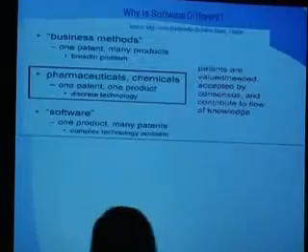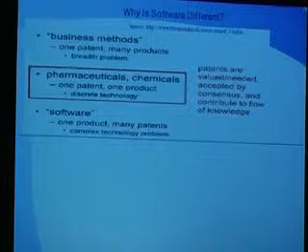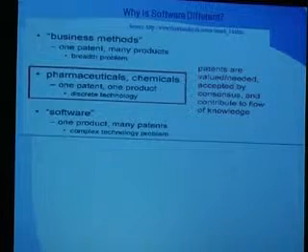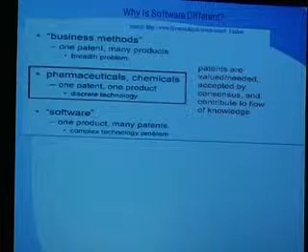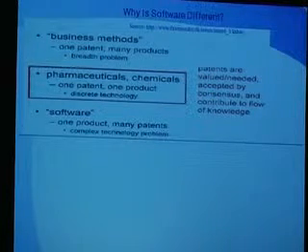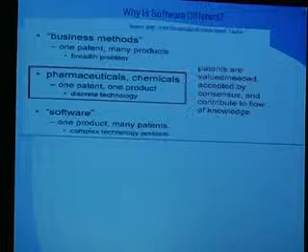IP management, I'll just keep that one. In the software part, what are the differences? A business method patent is one patent, many products. A pharmaceutical patent is one patent, one product. And for software, it is one product, many patents.